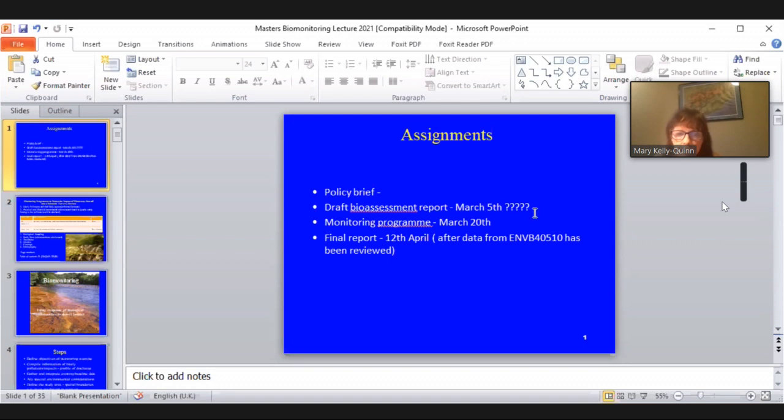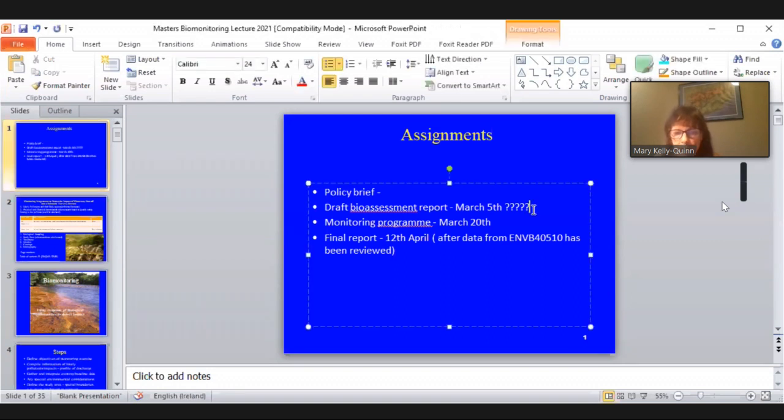Now, is March 5th still realistic? Because I know some of you on March 5th are doing the instrument presentations for the other module. So it's up to you to tell me if that's realistic. I mean, I can shift it a little bit later.